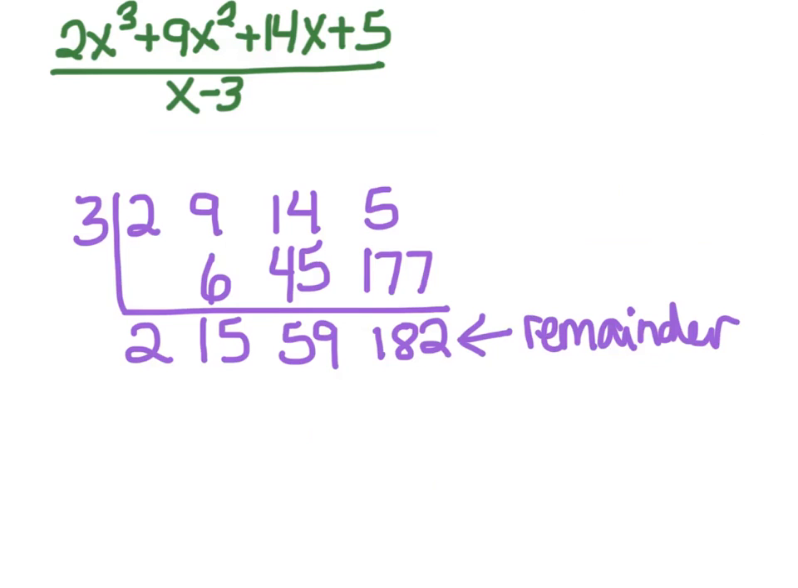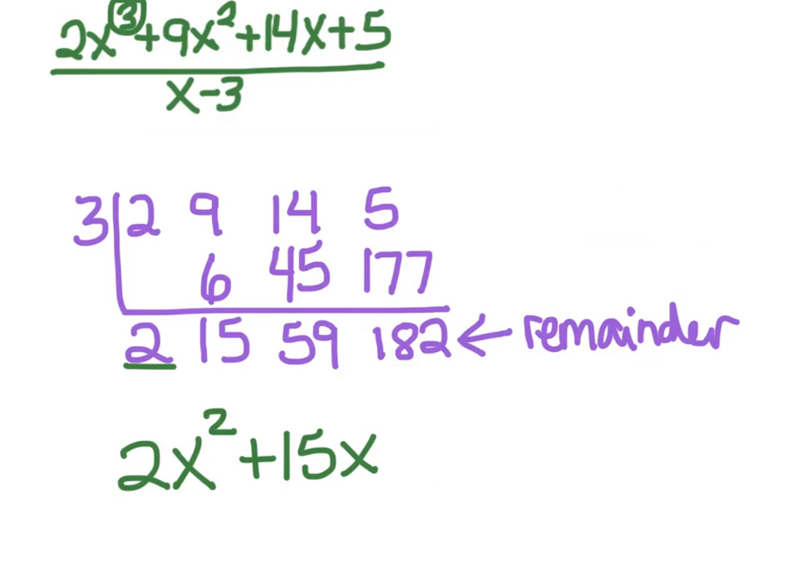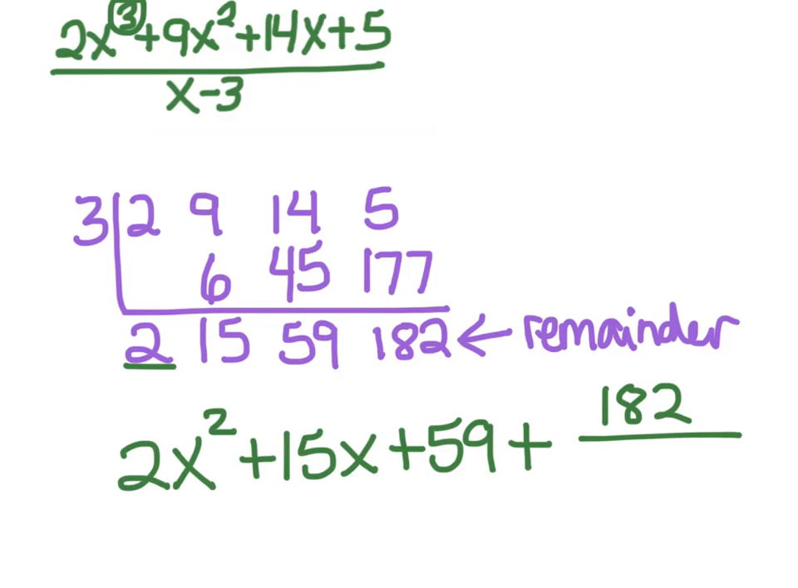So we would write this answer. This 2 comes first, and then since we started with cubed, we'd have squared in our answer. Plus 15x plus 59 plus the remainder, 182, divided by x minus 3.